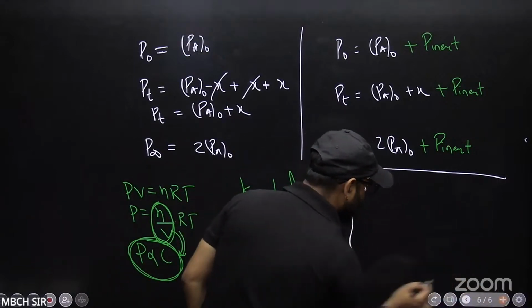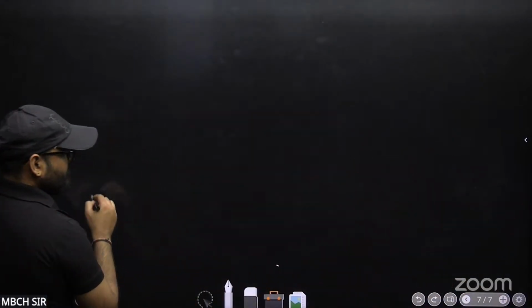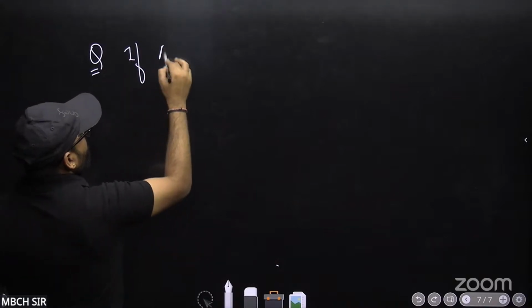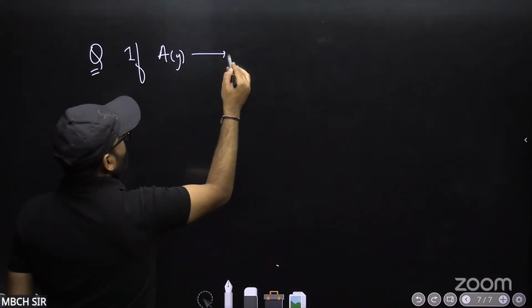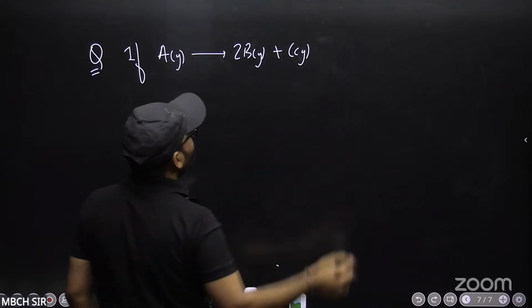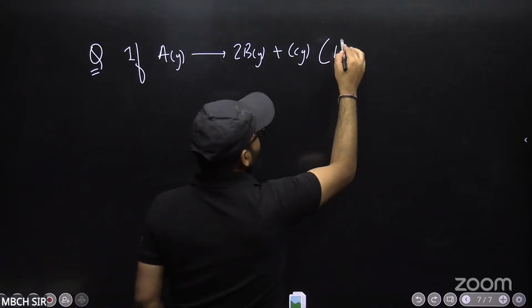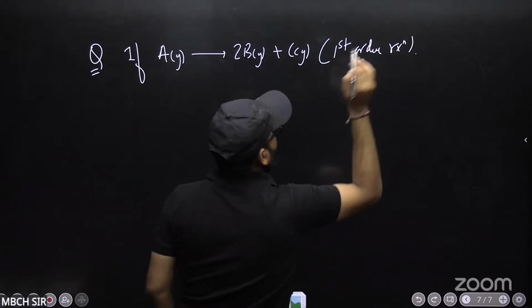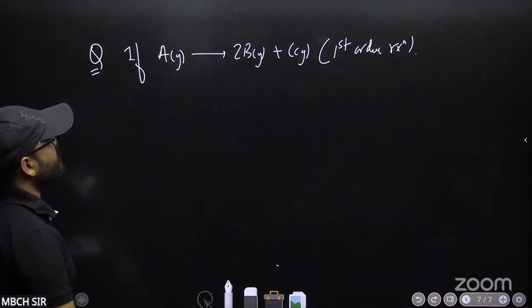I'm giving you one question. A gaseous is converting into 2B gaseous plus C gaseous. It is given that this reaction is a first order reaction.